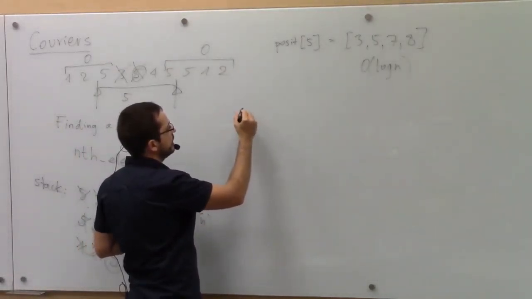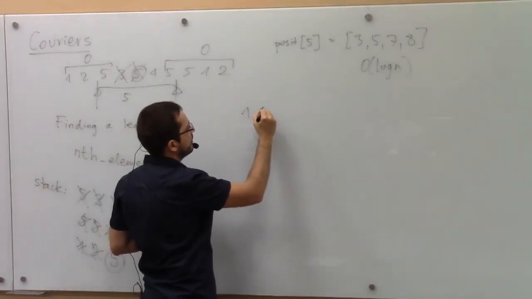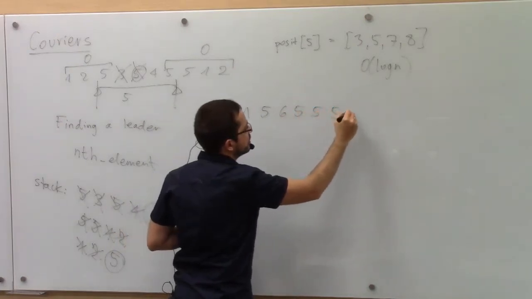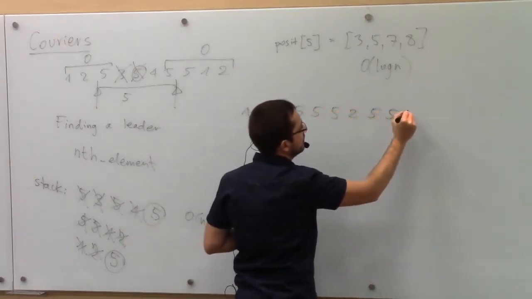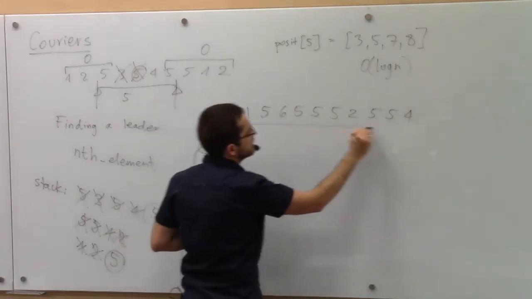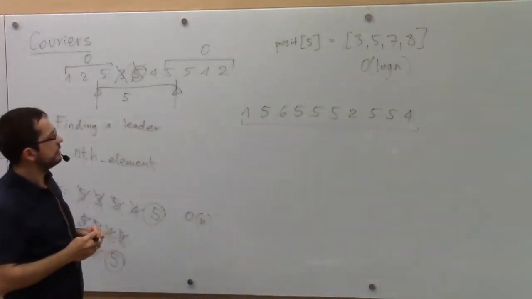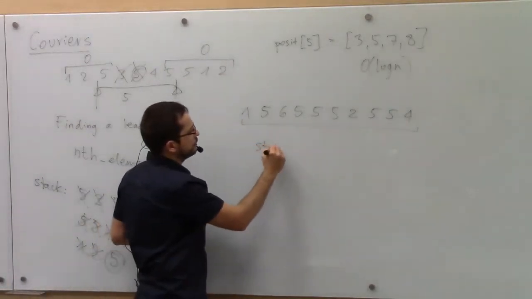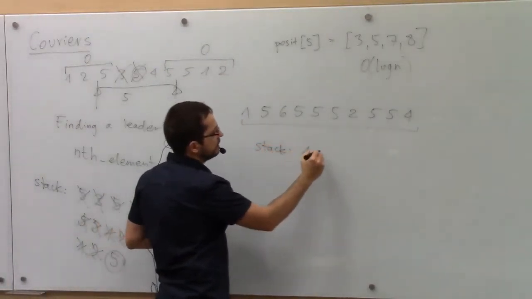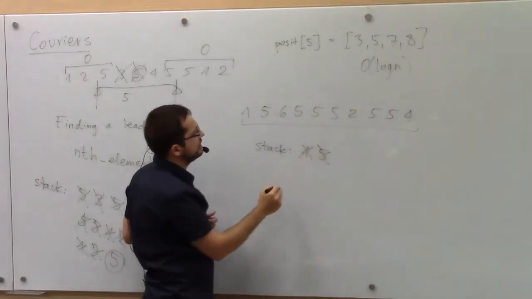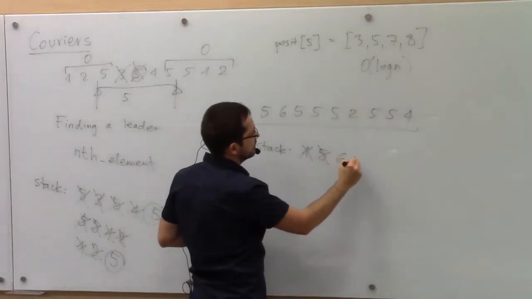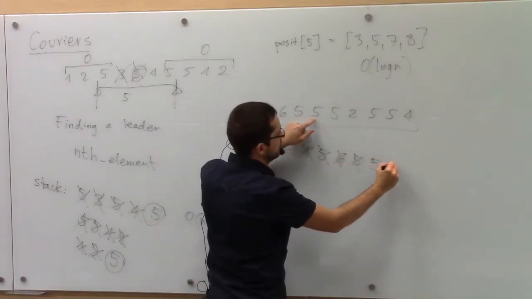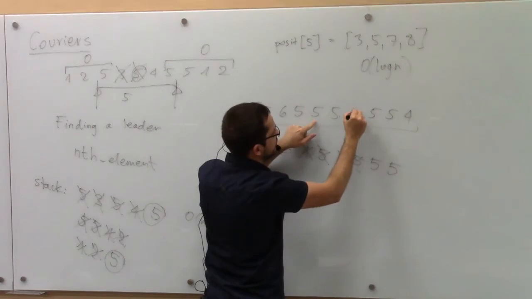So let's suppose that we have a bigger example. So we have like 1, 5, 6, 5, 5, 5. So this will be a segment which definitely has a leader 5, and if we go through the stack here, we will put 1 and 5, and then we erase them. Then we will put 6, 5, and again erase them, and then we will put 5 and 5, and let's say that this is also 5, and here we have 2.